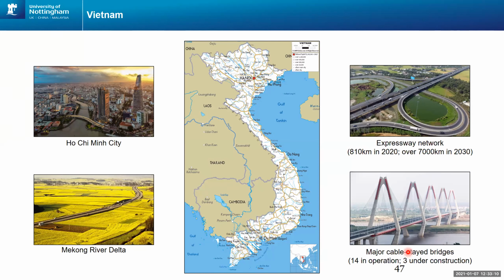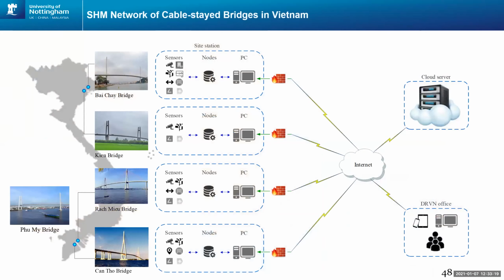They've got a number of major cable-stayed bridges that they've built. They've got 14 in operation and another 3 in construction. And as part of that network of roads and bridges, they're putting together a network of structural health monitoring systems on those cable-stayed bridges. There are a number of bridges already on the network, and one particular bridge which isn't on the SHM network, but the one we're interested in, is the Fumi Bridge, which is in the south, in the vicinity of Ho Chi Minh City.